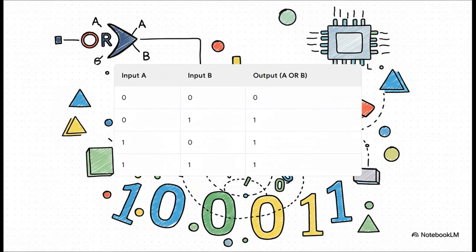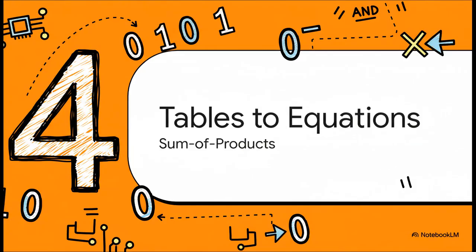The output is a 1 if input A or input B is a 1. It doesn't care which one, or even if they're both 1. The only possible way you can get a 0 is if both inputs are 0. So there you have it. Those are our basic building blocks.